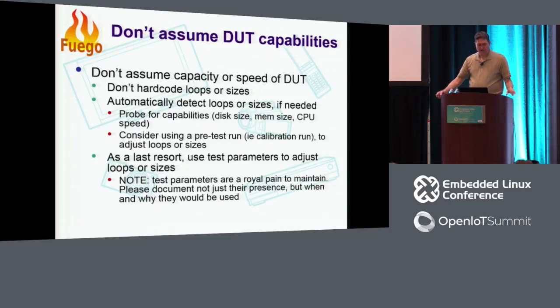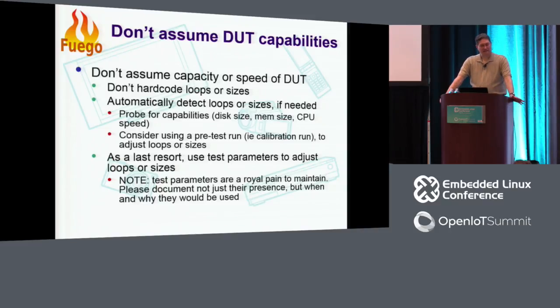Don't assume the capacity or speed of your device under test. So don't hard code loops or sizes. We get a lot of test failures in Fuego because we're running on a wide range of boards. We're running on boards that are only 100 megahertz, boards that are gigahertz. And surprisingly, we have a lot of tests that fail, or at least a couple that I can think of, that fail because the board is too fast. It goes so fast that the test assumes something has gone wrong and reports an error.